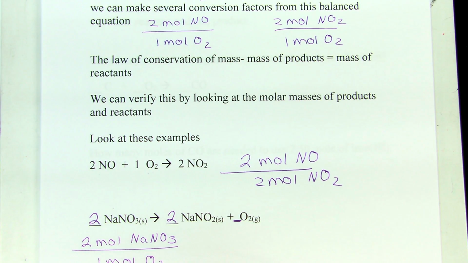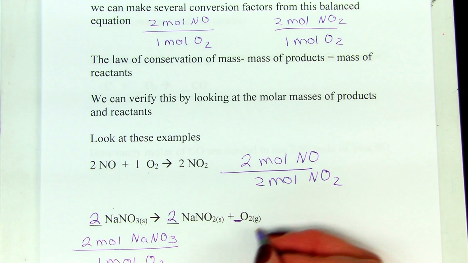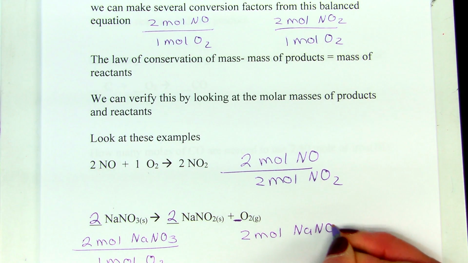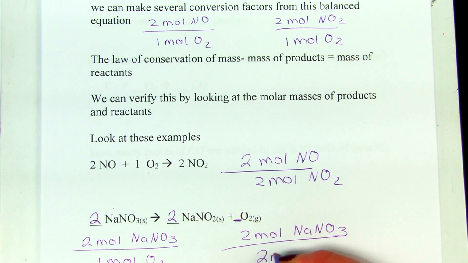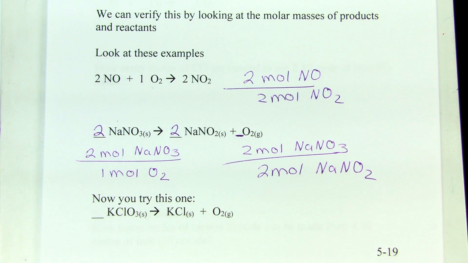Someone from the back table, give me another ratio that I can write here. To two moles of NaNO2. So we can write a lot of different factors, but it always has to be between two things. So now just take a minute at your seats. You balance that bottom equation and then write down all the factors you can think of.